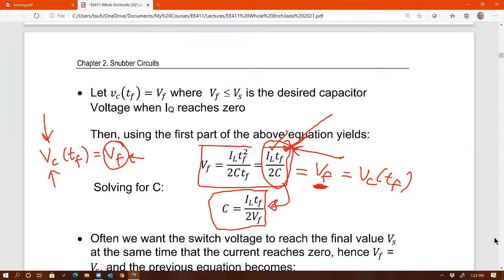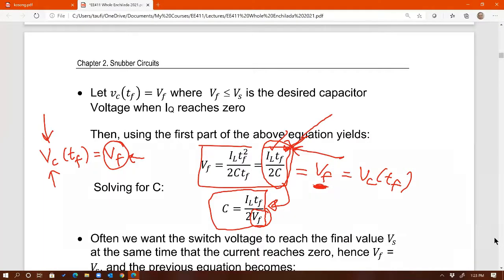So now we have the equation to size capacitance. The capacitance for the snubber should follow this equation. The only thing is you need to provide VF: how much voltage you want across the cap when the current through the switch is reaching 0. Again, TF is typically provided in the data sheet of a switch. It's called the fall time. Okay, any question on this?